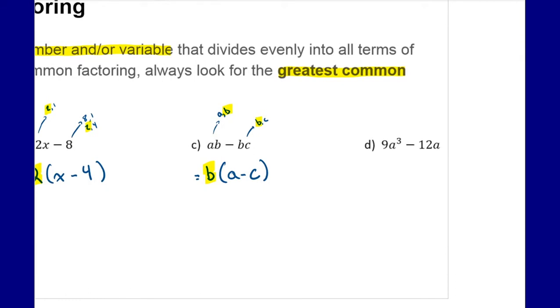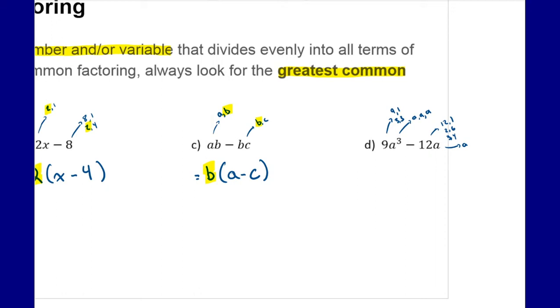Finally, if we look at D, we have letters and numbers in both terms. So let's look at each part kind of separately. If I look at the 9, what are the factors of 9? We have 9 and 1, 3 and 3. If I look at the A, or the A cubed, I have an A times an A times an A. If I look at 12, I have 12 and 1, 2 and 6, 3 and 4. And then for the A, it's just the A by itself.